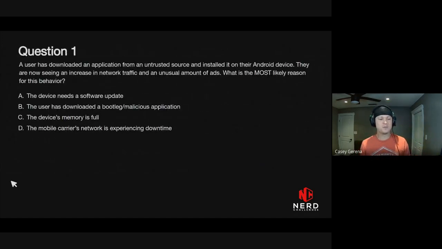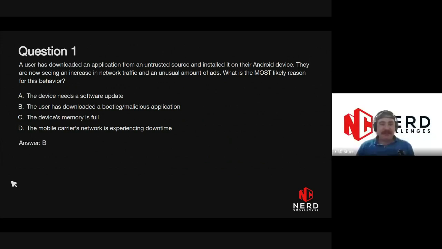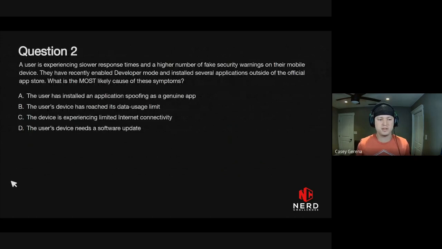All right, so question one, a user has downloaded an application from an untrusted source and installed it on their Android device. They are now seeing an increase in network traffic and an unusual amount of ads. What is the most likely reason for this behavior? A, the device needs a software update. B, the user has downloaded a bootleg or malicious application. C, the device's memory is full. D, the mobile carrier's network is experiencing downtime. B, bootleg apps.